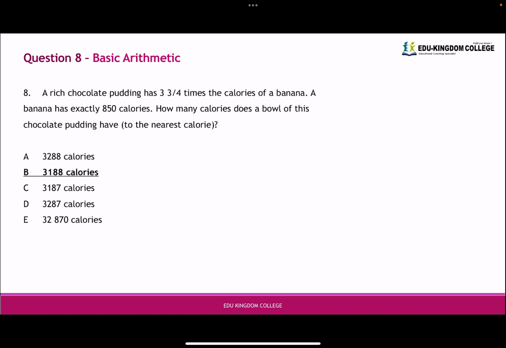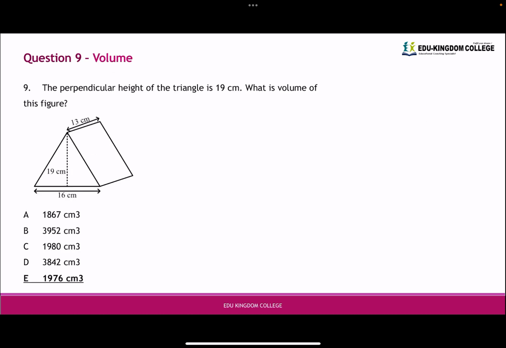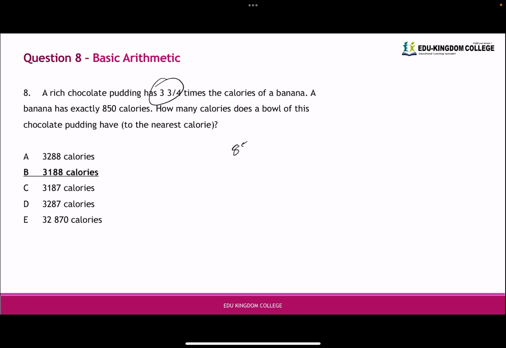A banana has exactly 850 calories. A rich chocolate pudding has 3 3/4 times that. So how many calories does a bowl of chocolate pudding have? What's 850 times 3? It's 0, 5, carry the 1 over, 25. And then we also need to do the times 3/4. 850 divided by 4 is 212.5, because a 1 was getting carried over, which is why we get 2.5.